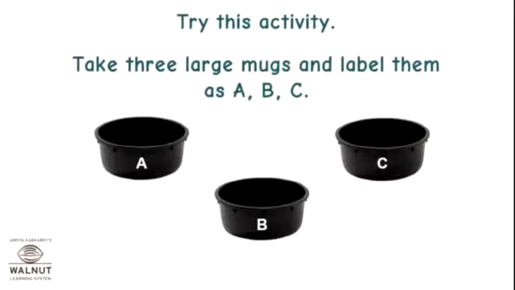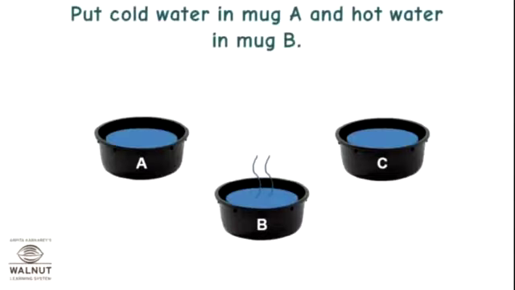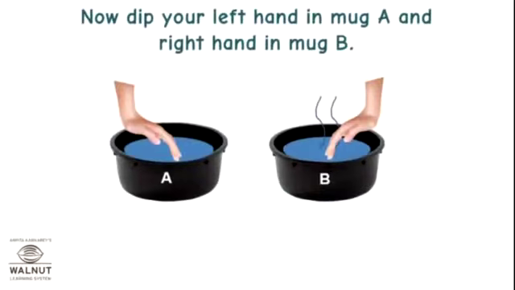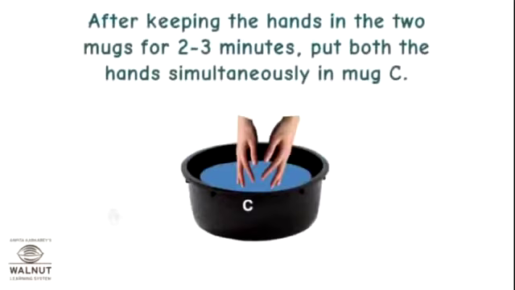Try this activity. Take 3 large mugs and label them A, B and C. Put cold water in mug A and hot water in mug B. Mix some cold and hot water in mug C. Now dip your left hand in mug A and right hand in mug B. After keeping the hands in the 2 mugs for 2-3 minutes, put both the hands simultaneously in mug C.